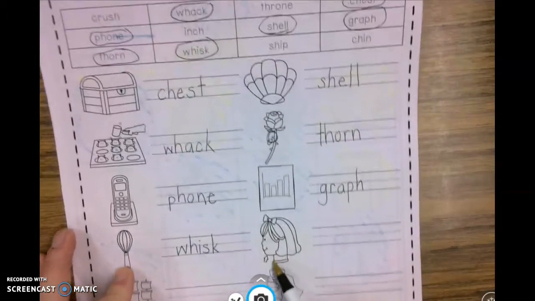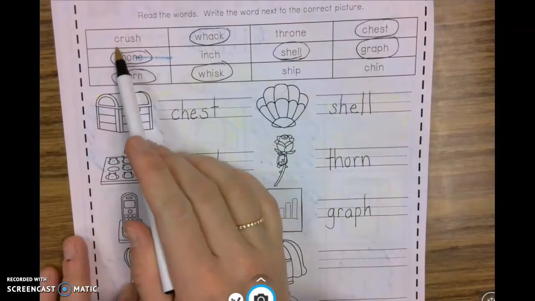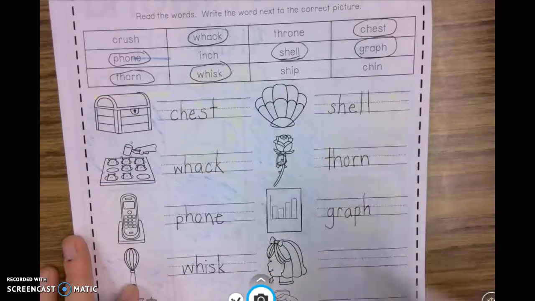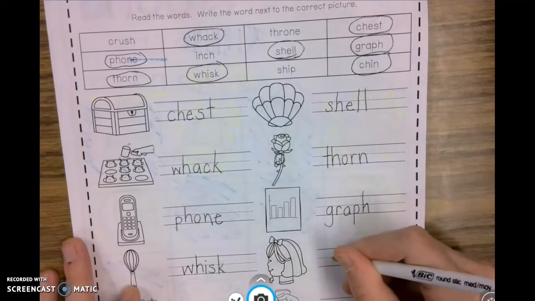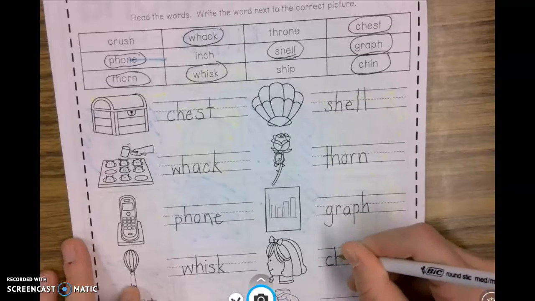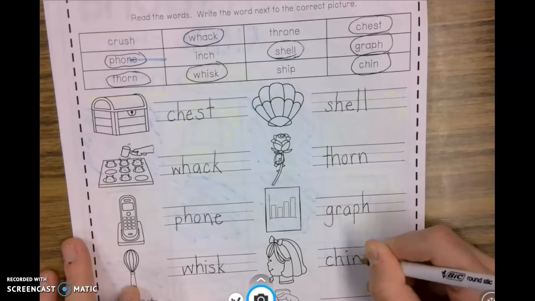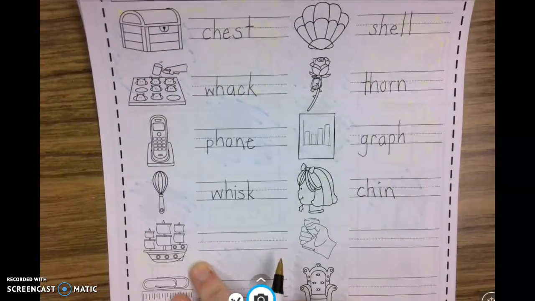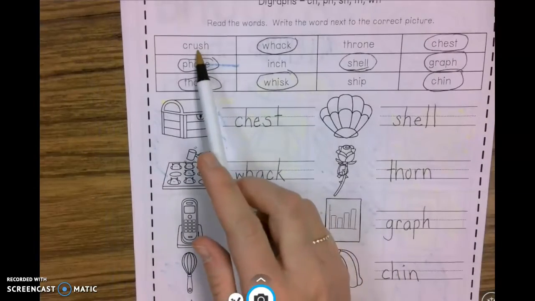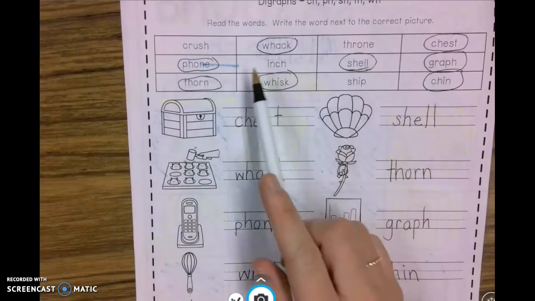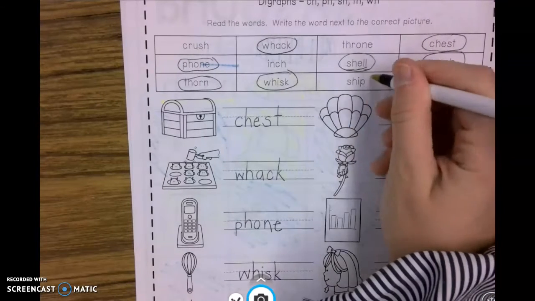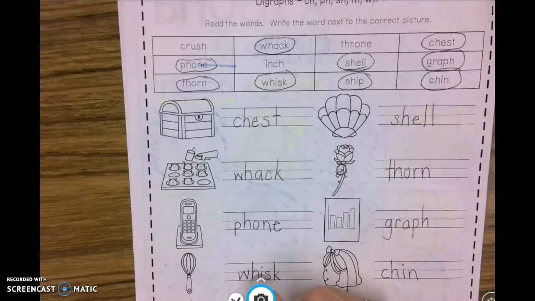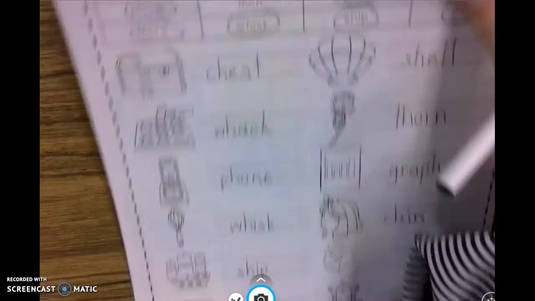This is your chin. Let's look for ch. Chin. There it is. Okay. What is this? That's a ship, right? Ship. So let's find sh. No. Sh. There it is. Ship. Okay. My best handwriting. So there's ship.